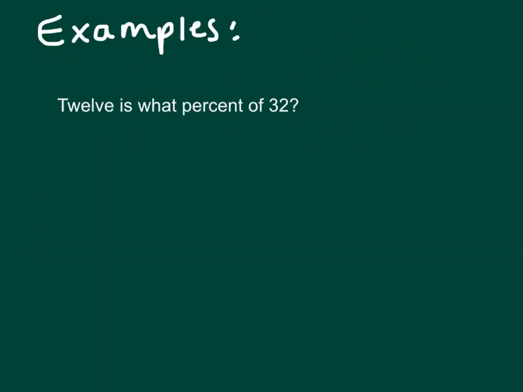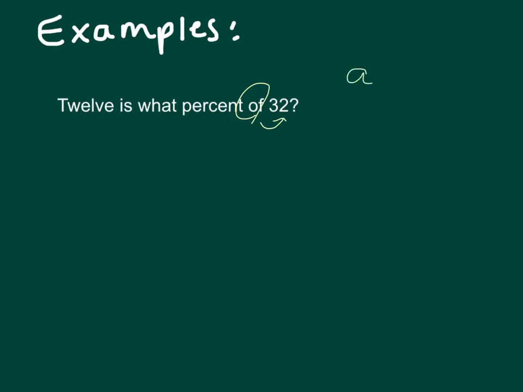Okay, so examples, 12 is what percent of 32? Now a little hint when you're trying to fill in that A and B. When you see the word of, the number that follows it is going to be representing the whole. So it's going to represent the B value. So this one says 12 is what percent of 32?